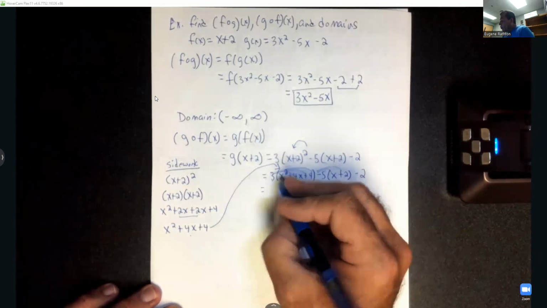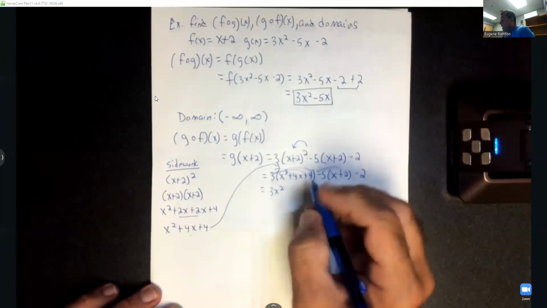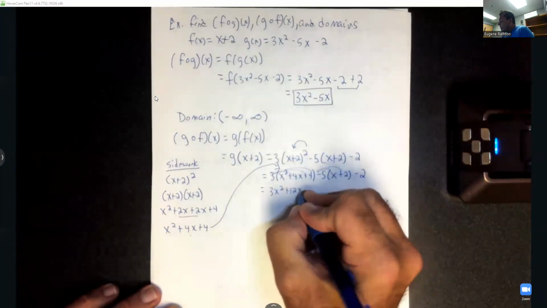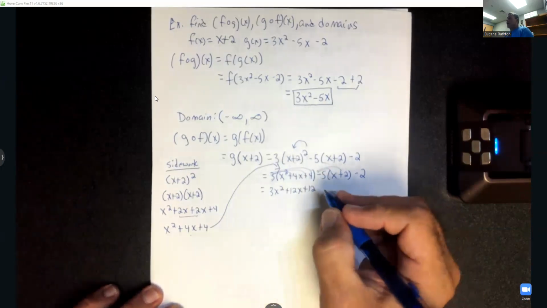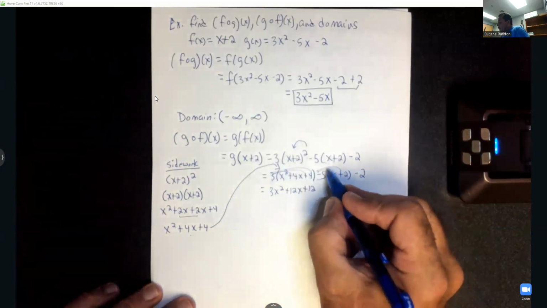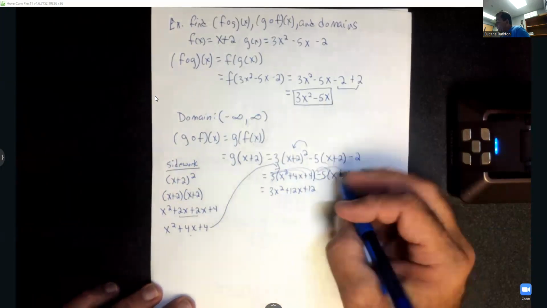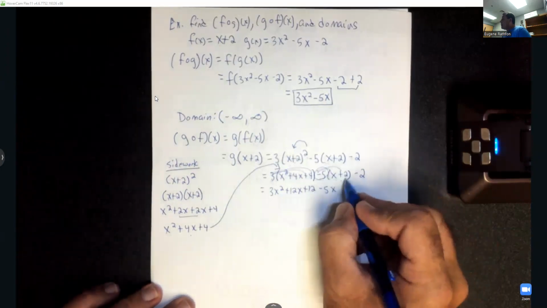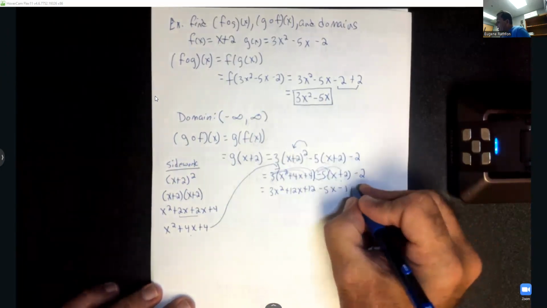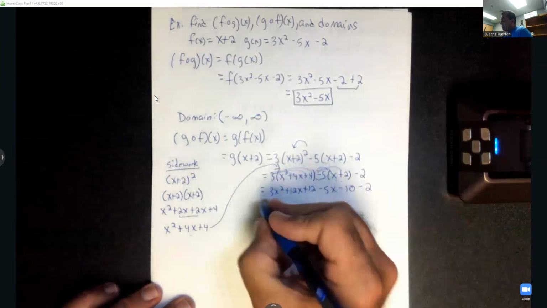So 3 times x squared is 3x squared. 3 times 4x is 12x. 3 times that 4 is 12. Now remember, you have to distribute the negative through here also. So negative 5 times x is a negative 5x. Negative 5 times 2 is a negative 10. And then bring down your negative 2.